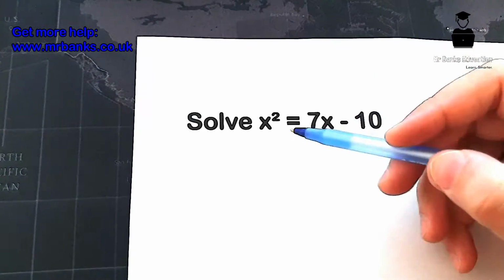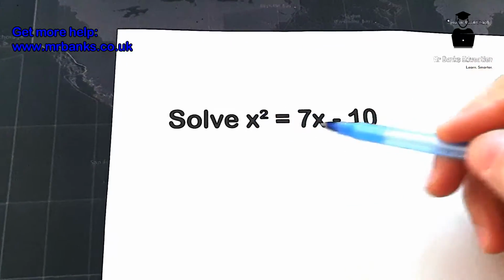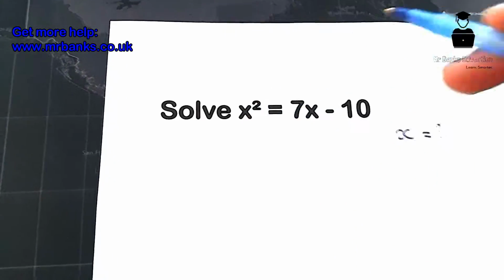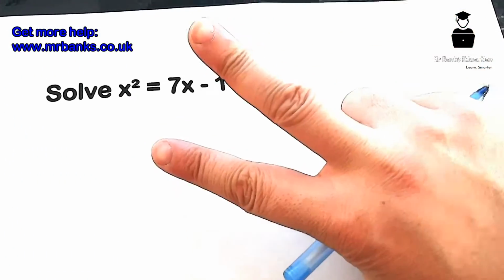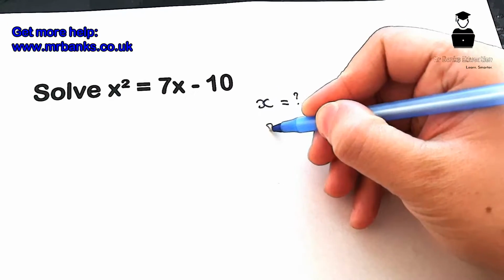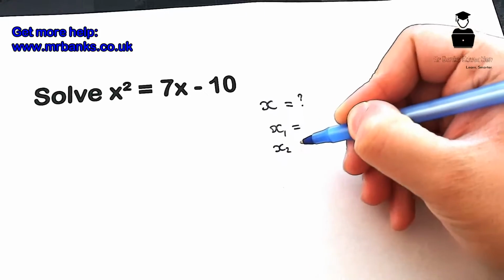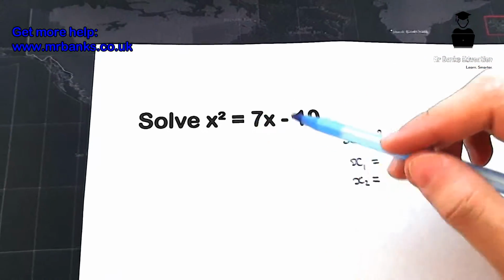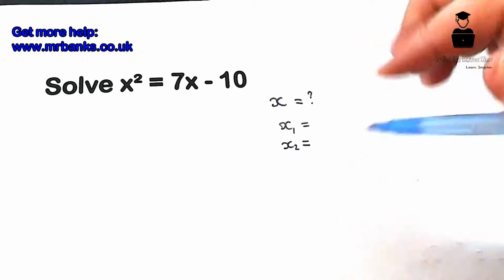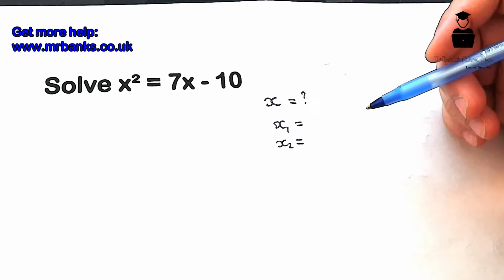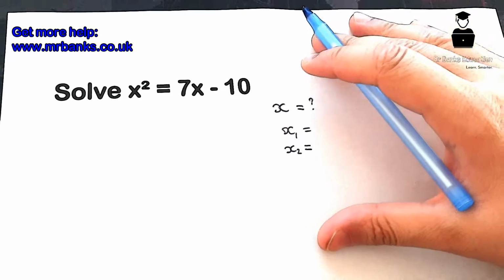So because this equation here has an x squared, it's very likely there's actually going to be two values of x. So an x1 and an x2. Okay, because that's how quadratic equations are. Generally, you have two x values. So how do we find that?